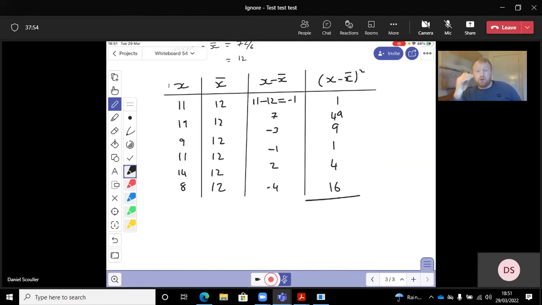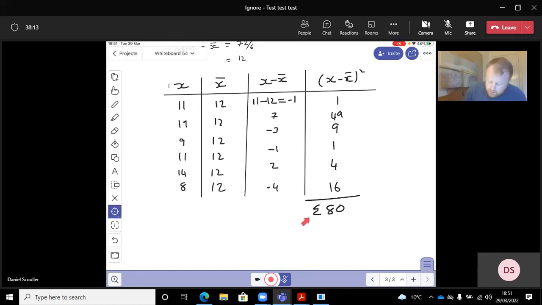So we need to add up all those numbers because we need to use that in our formula. So I'll just add up all these numbers. 1 plus 49 plus 9 plus 1, that's 60. Plus our 4, 64, plus 16 gives us 80. That wee symbol there is a Greek letter, capital sigma. All that means is sum of, so it's adding them all together. So the sum of x minus x bar squared is 80.